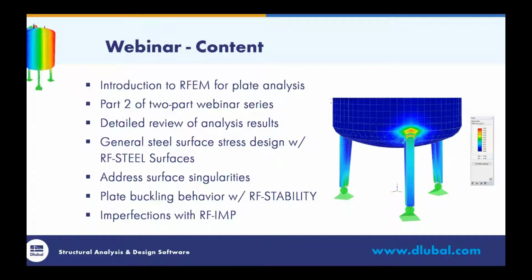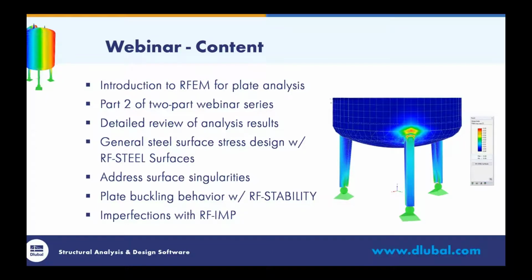Then I want to get into one of our add-on modules within the main program RFEM called RF-STEEL Surfaces. This will allow us to design a general steel surface based on stresses only. I also want to address surface singularities and how we can combat these within an FEA program. We'll also get into our other add-on module, RF-STABILITY, where we'll be looking at plate buckling behavior, and we'll also be relating this to modeling imperfections with our additional add-on module, RF-IMP.